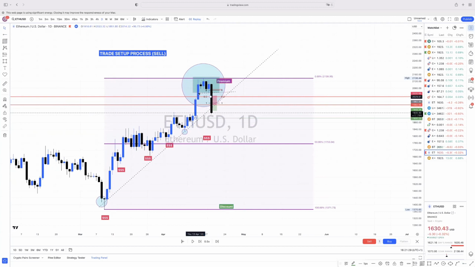So I'll be looking out to take profit from here because I know that liquidity is resting on this place. I will also be looking out to take profit from here just because I know that liquidity is resting in this zone. Watch carefully, guys, what I'm doing.